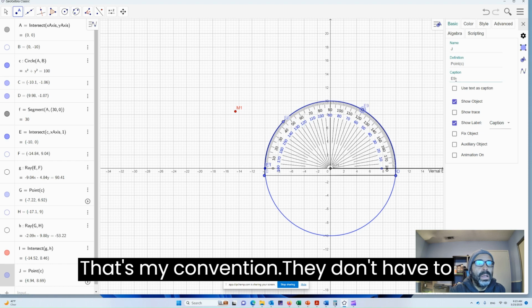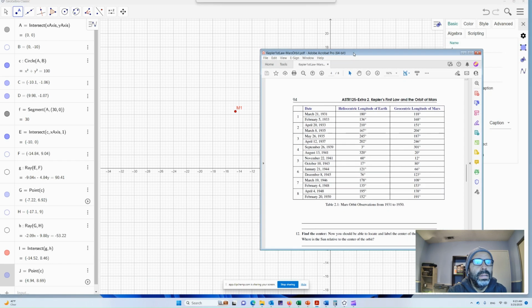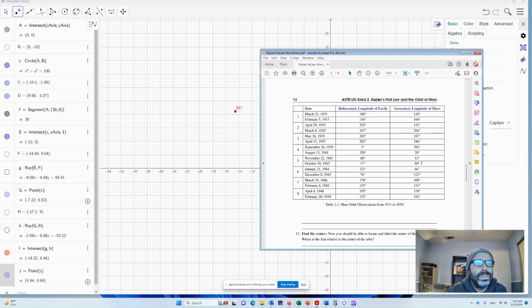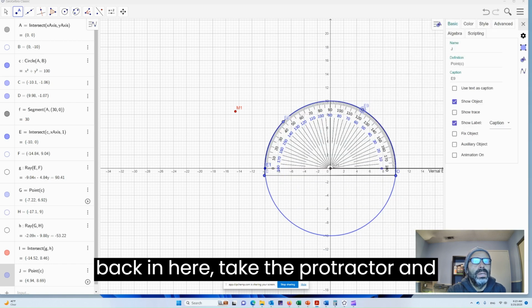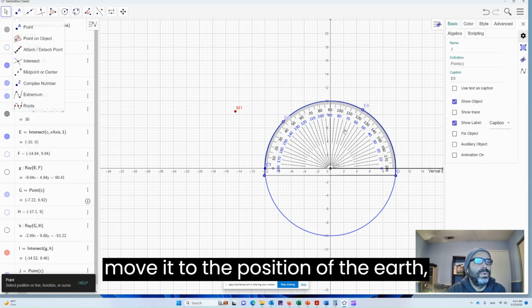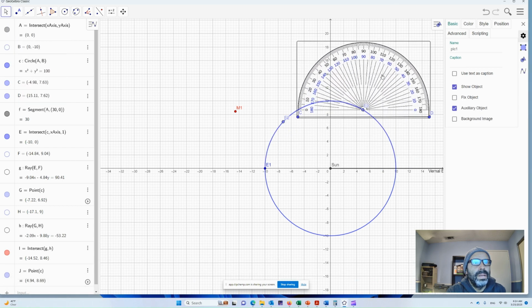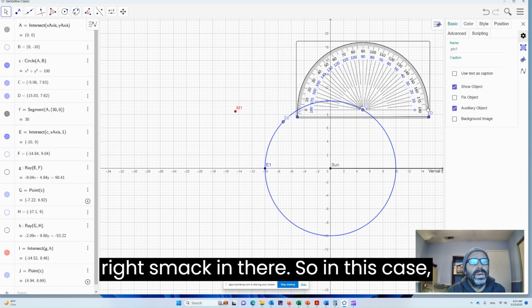That's my convention. You don't have to follow it. And on that day, the position of Mars is at 12 degrees. So let me go back in here, take the protractor, and move it to the position of the Earth, again keeping it parallel with respect to the x-axis. Okay, right, smack in there.